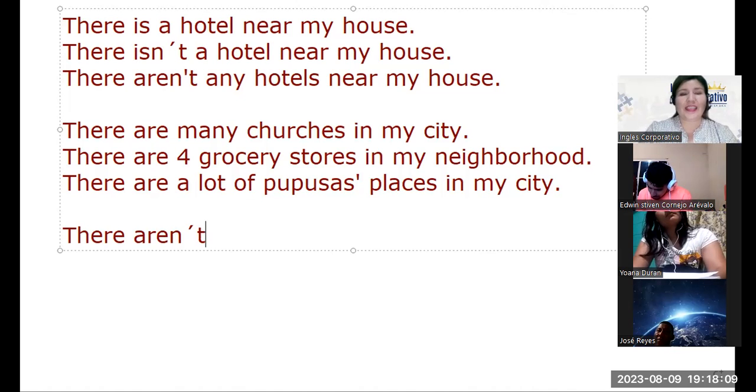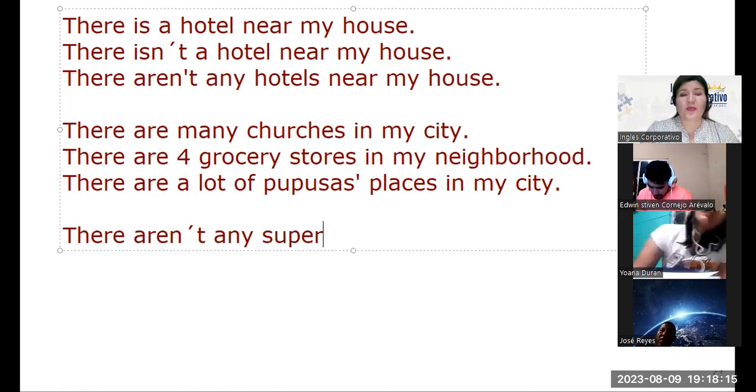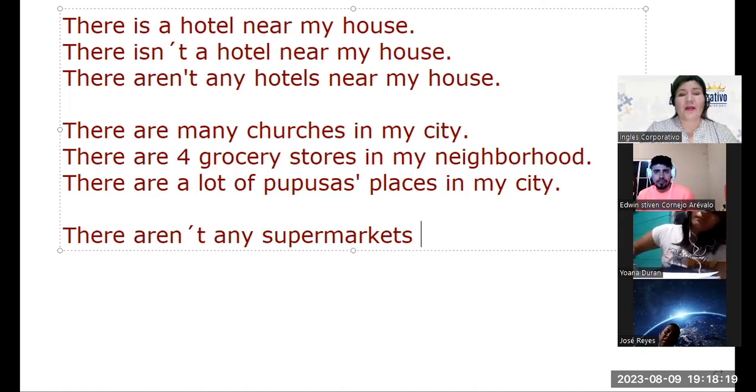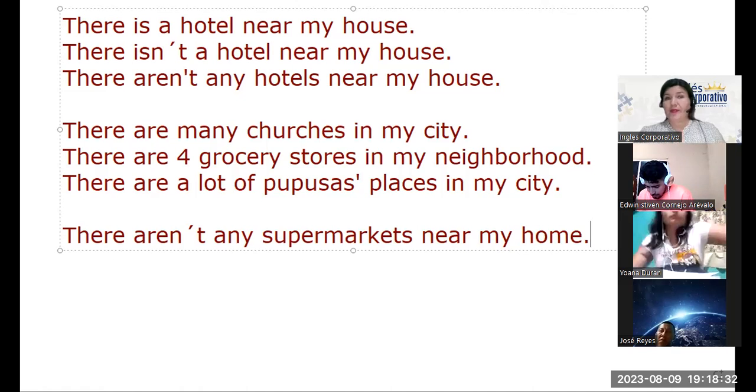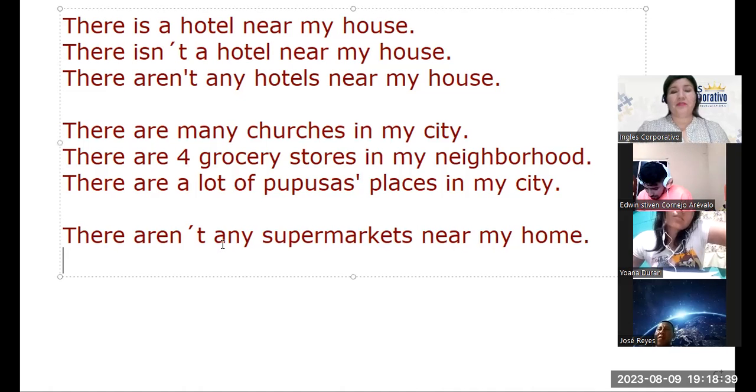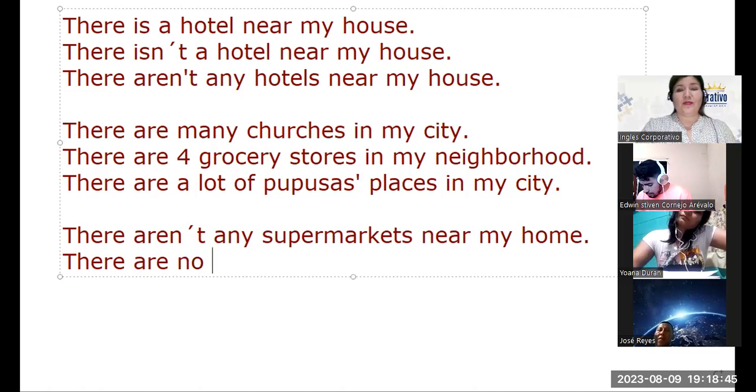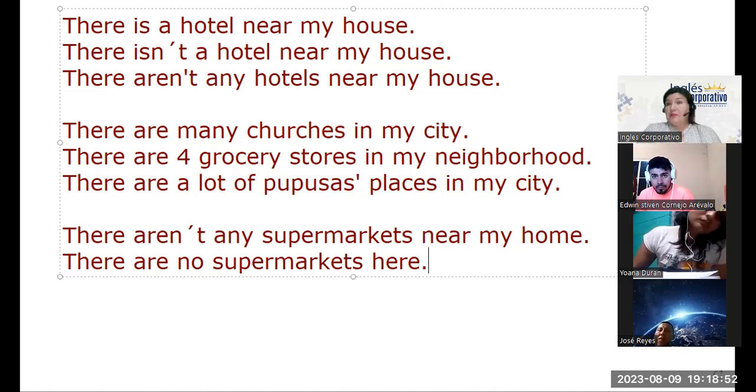And in this case, you say, there aren't any supermarkets near my home. There aren't any, teacher. No hay ninguno. No hay pero ningún supermercado cerca de la casa, teacher. Nos morimos de hambre. There aren't any supermarkets near my home. Or, in another form, mire que les estoy dando tantas opciones para que me puedan expresar esto. There are no supermarkets here. Just like that. There are no supermarkets here, teacher.